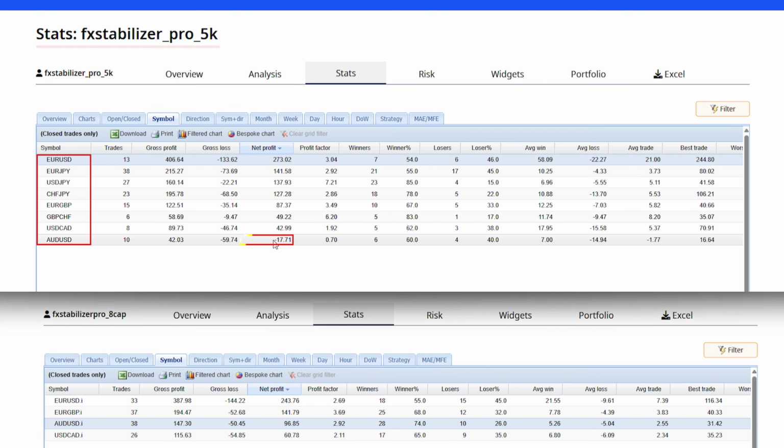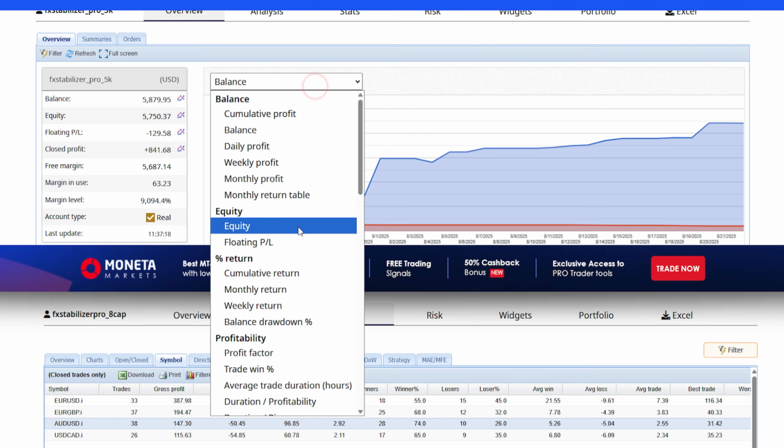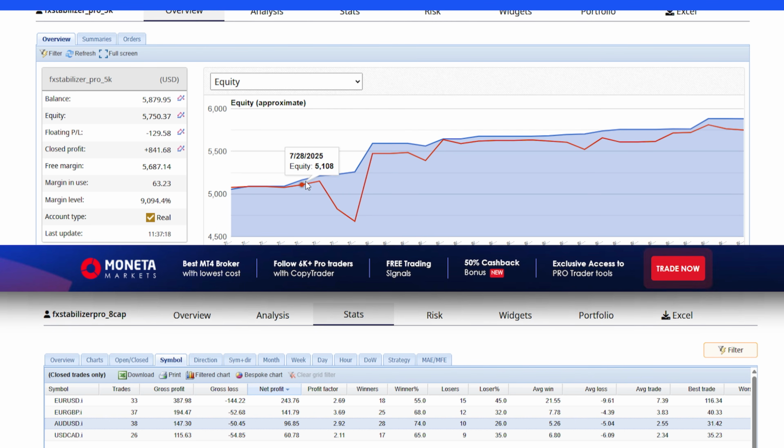If there is a drawdown with one of them, and if I show the overview one more time, let's have a look at the equity. Because this is a grid martingale system, you can see that one time there was a drop. It fell from $5,200 down to $4,600. Not a big deal, but it may happen again.